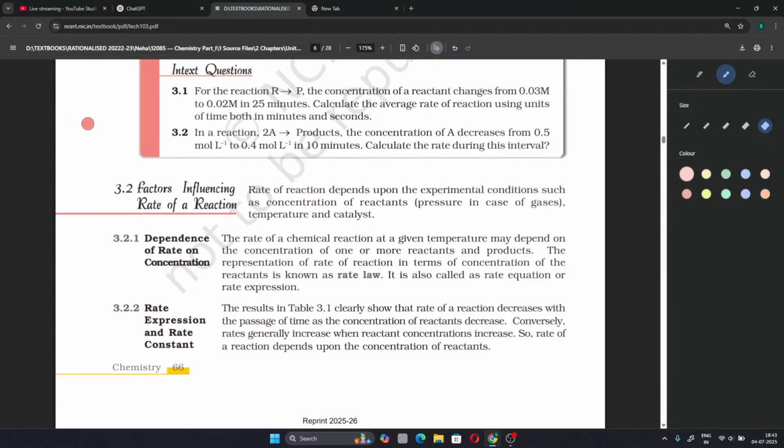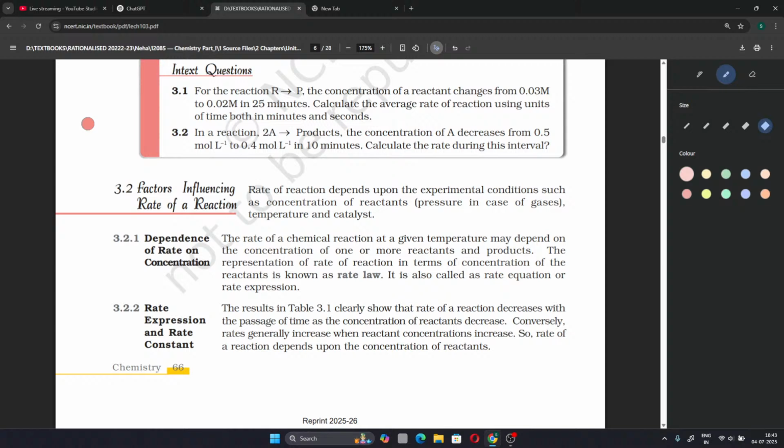In the reaction 2A gives products, the concentration of A decreases from 0.5 molar to 0.4 molar in 10 minutes. Calculate the rate during this interval. They are asking the rate of the reaction, so we need to take the stoichiometric coefficient into consideration. So basically delta A by delta t, and the whole thing is divided by 2, and in such a case we will get the total rate of the reaction. If they give the initial and final concentration, we subtract them and we will get the change.